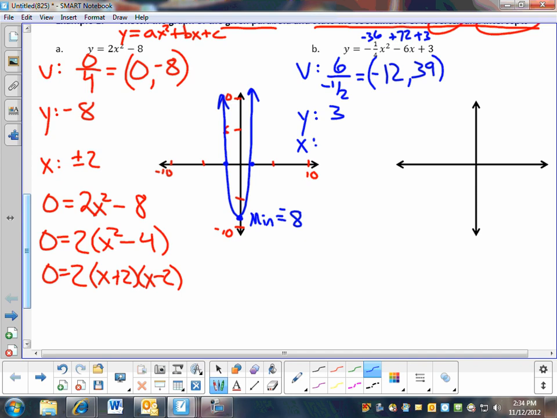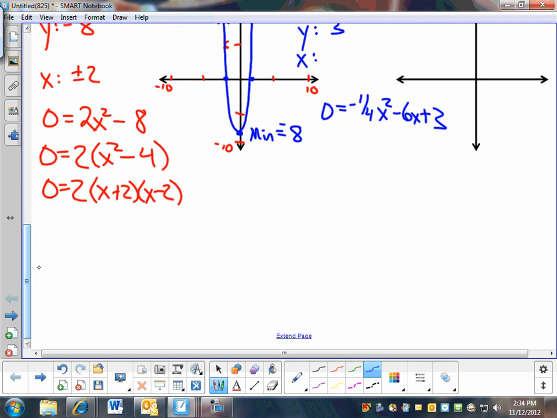X-intercept. I set the function equal to 0 and solve. 0 equals -1/4 x squared minus 6x plus 3. Does that look like it factors? Doesn't look like it, but it's hard to tell with that -1/4 in front, isn't it? What could I multiply through by in order to get rid of it? Close. -4. Let's multiply by -4.